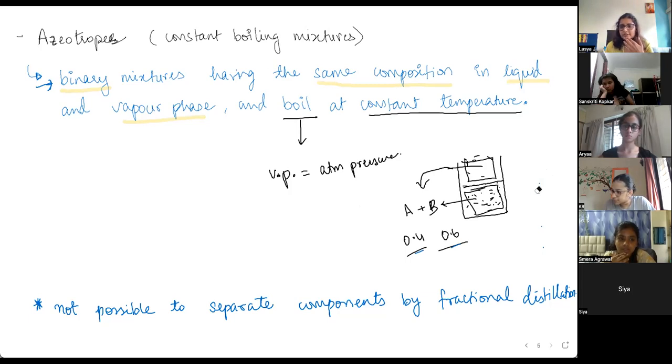Because the composition in liquid and vapor state will be the same, and they are boiling at one constant temperature. So when you boil this with the intention that one component will boil, you can then separate it by distillation. It is not possible to do that with an azeotrope, because when you set it for boiling at that particular temperature, both the components will go into the vapor phase, so you can't separate them out.